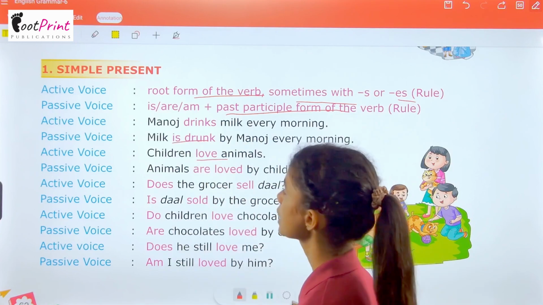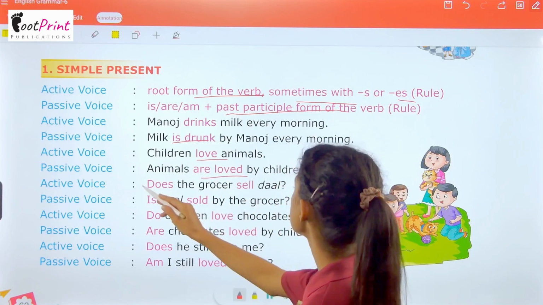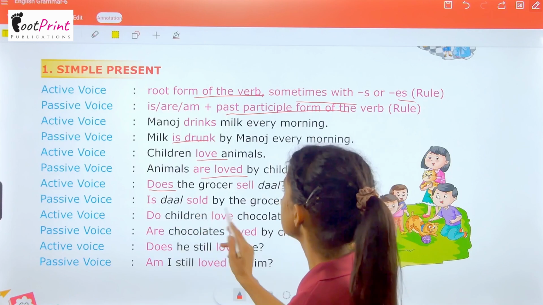Children love animals. Animals are loved by children. We are changing the verb form here as well. Does the grocer sell dal? Is dal sold by the grocer?